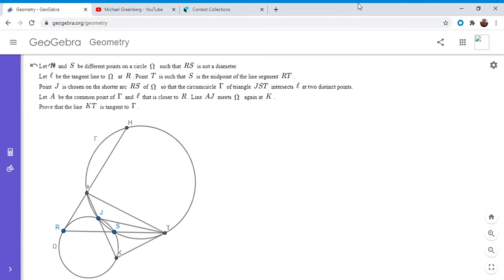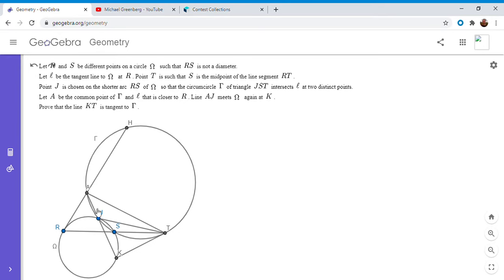All right. So we have R and S, two different points on a circle omega, so that RS is a diameter. And then L is a line tangent to omega at R. And first T is a point so that S is the midpoint of RT. And J is pretty much any point on the smaller arc RS. But there's one condition they give.